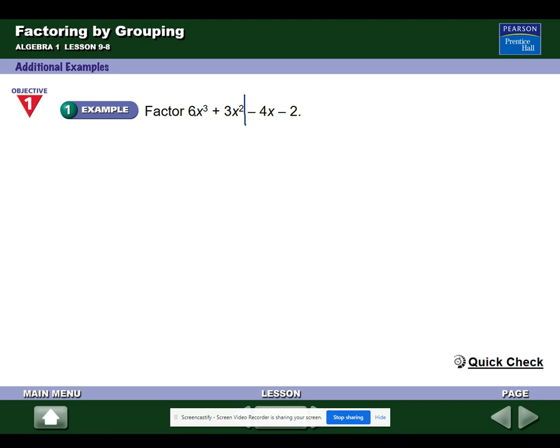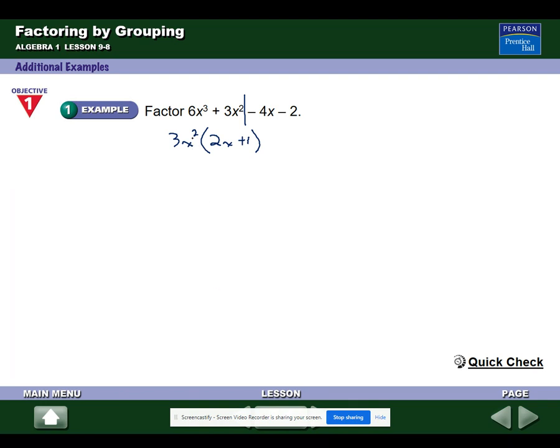And see, all 4 of these terms, there isn't a GCF for all of them. There isn't a number that divides out of 6, 3, 4, and 2. But there is a GCF here. And not only can you take 3 out of 6x to the third and 3x squared, you can also take out x squared. So the GCF would be 3x squared. And if we divided that out of just those 2 terms, you'd be left with 2x plus 1.